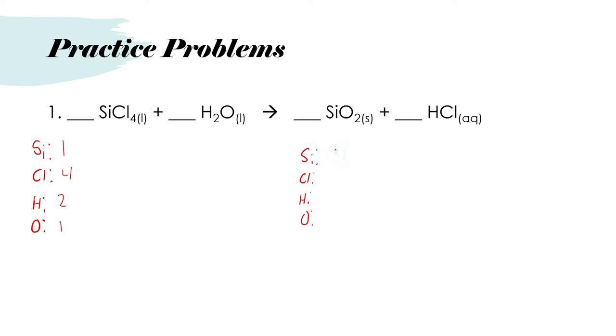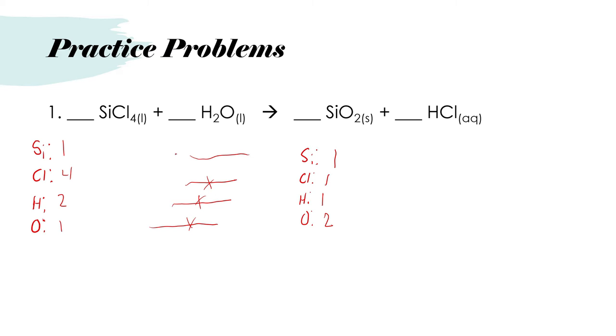On this side, we'd have 1 silicon, so that's actually balanced to start. But we'd have 2 oxygens, so that's not working out for us. We'd have 1 hydrogen, also not working out for us. And we would have just 1 chlorine over here, which is also not working out. So all of these aren't going to work, which means we're going to have to change some numbers.